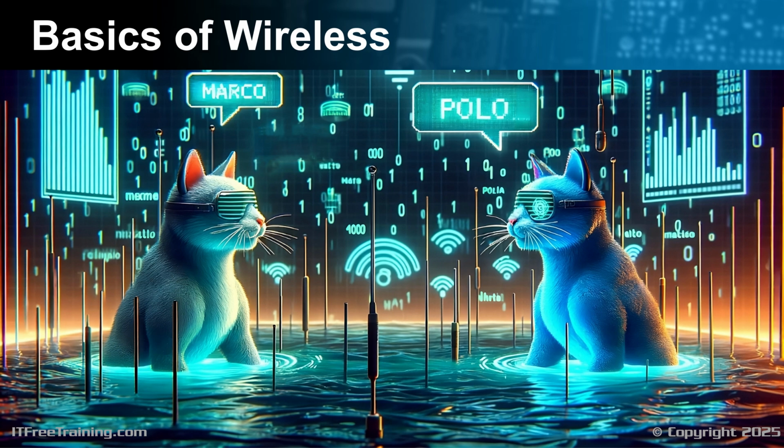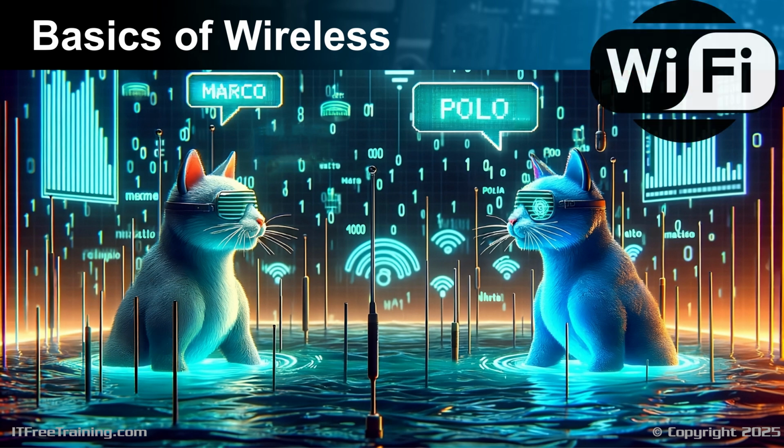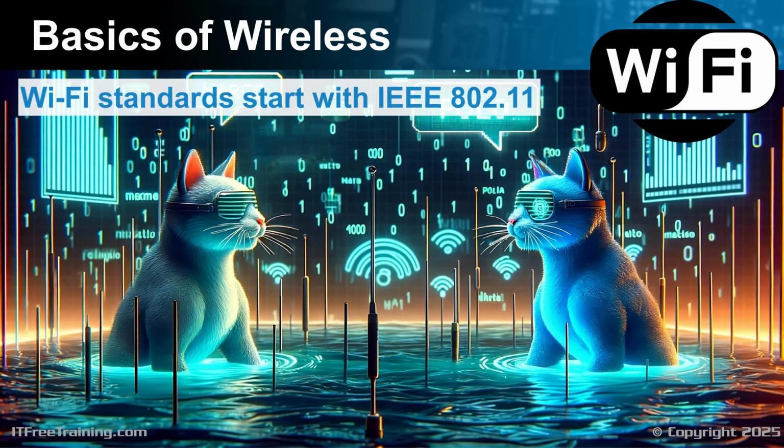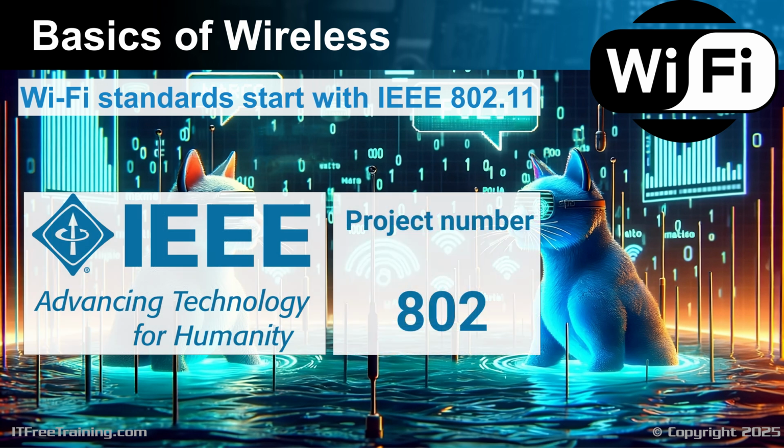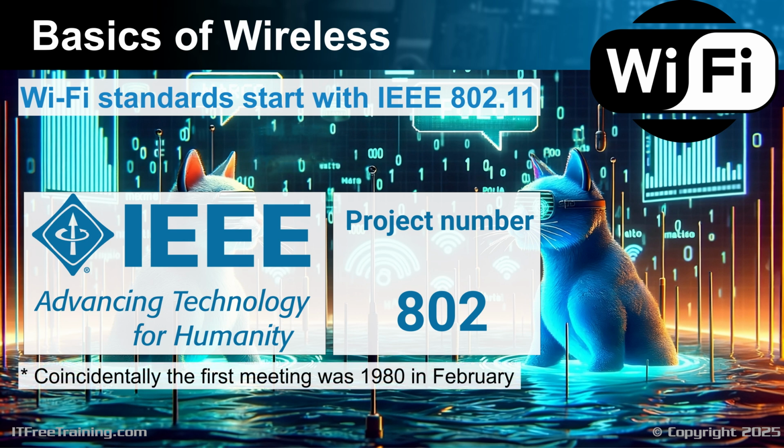In the case of Wi-Fi, the standards all start with IEEE 802.11. IEEE stands for Institute of Electrical and Electronics Engineers, while 802 is the project number. These numbers are allocated sequentially. Coincidentally, the first meeting was in 1980 in February. For this reason, people assume 802 was named after the year and month, but this is not true.